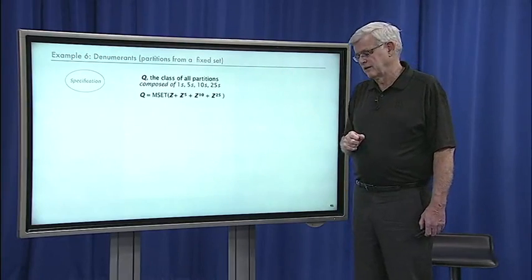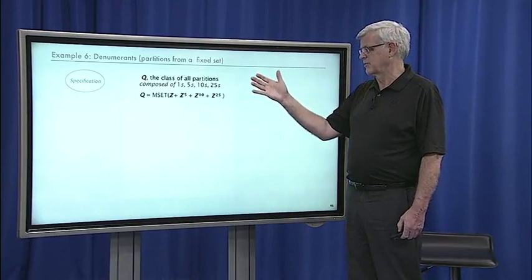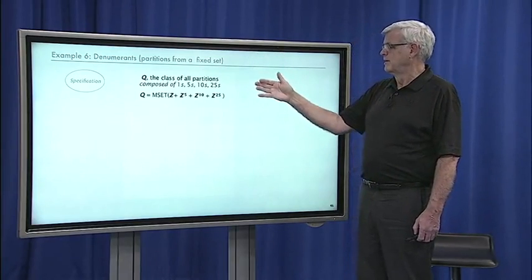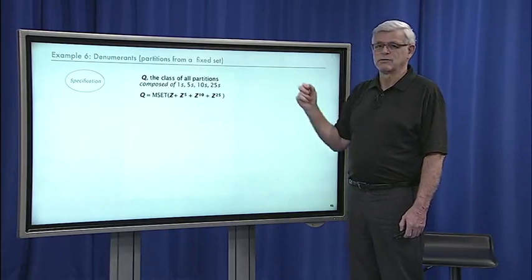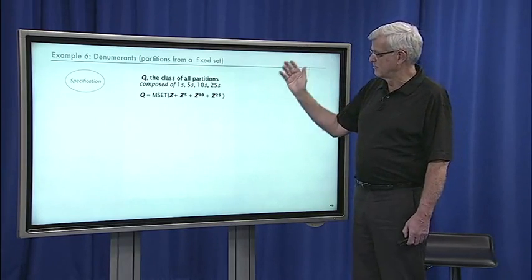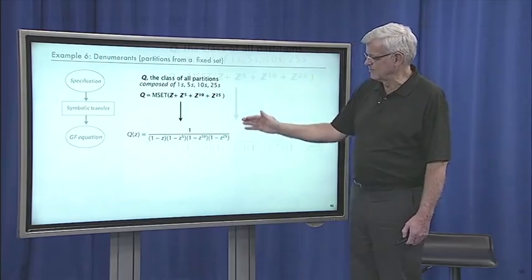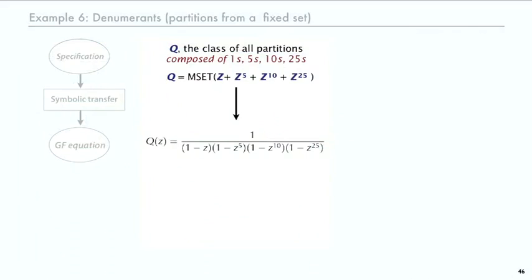But this is easy with analytic combinatorics. The construction is a multiset of pennies, nickels, dimes, and quarters. The symbolic method immediately gives a generating function equation, 1 over (1 minus z) times (1 minus z to the fifth) times (1 minus z to the 10th) times (1 minus z to the 25th). That's a complicated polynomial in the denominator, but it's a polynomial. That's, again, a meromorphic function, a ratio of 2 analytic functions.